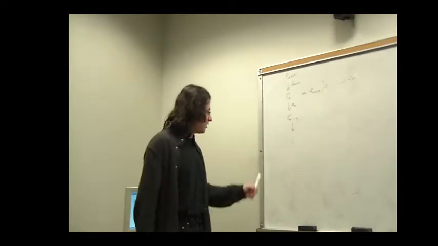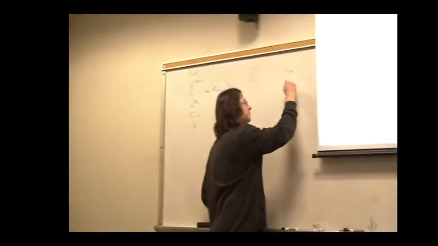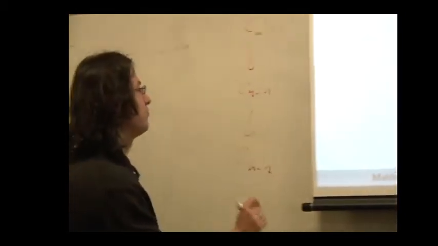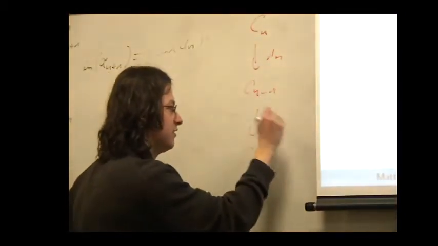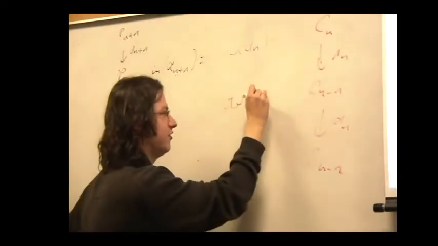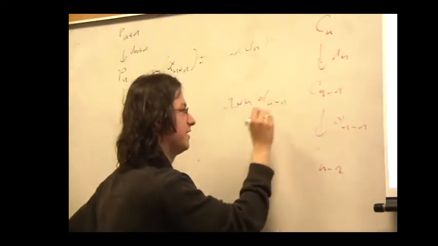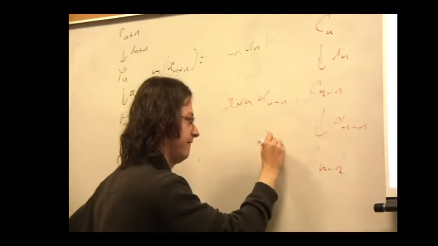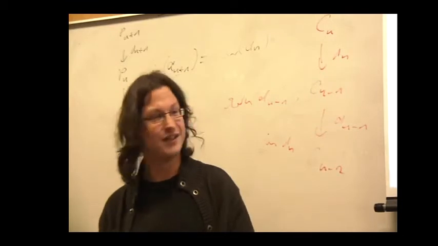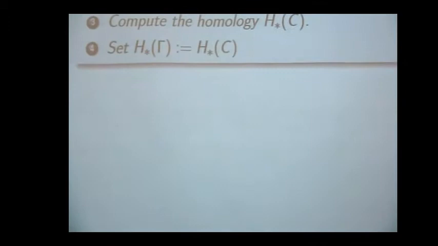And so what we do now is we get this chain complex, which looks exactly the same: C_n, C_{n-1}, C_{n-2}. And we compute homology, which is just the kernel of D_{n-1} modulo the image of D_n. And this is said to be the homology of the group.